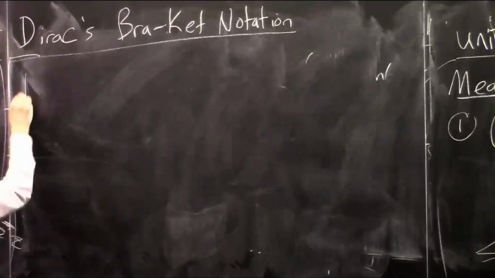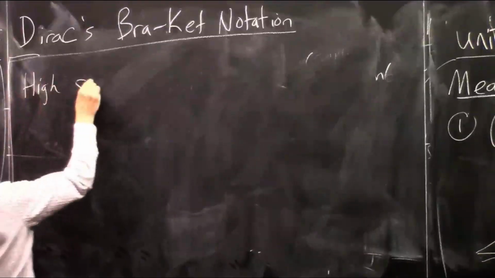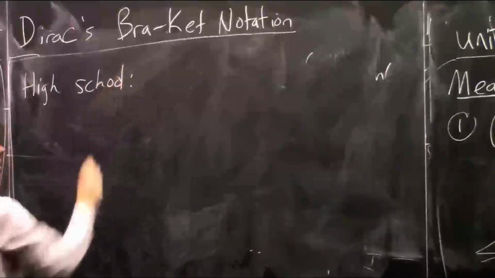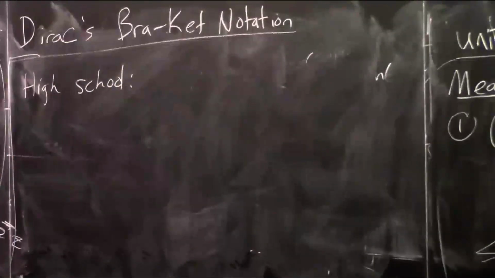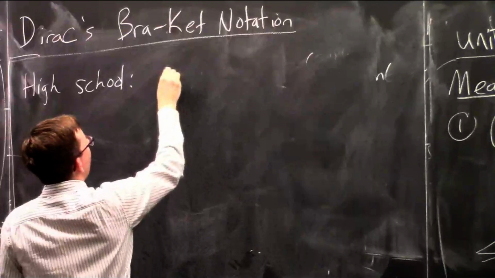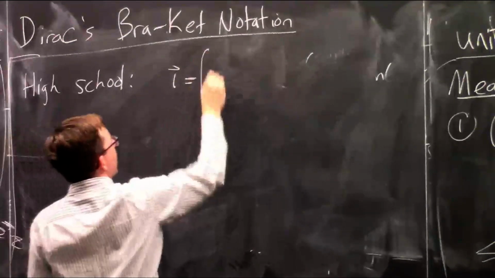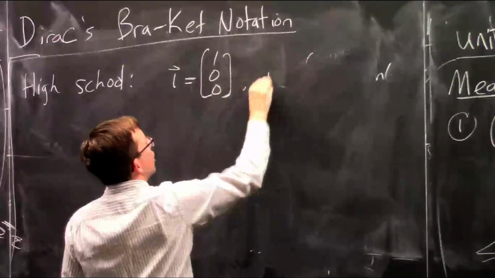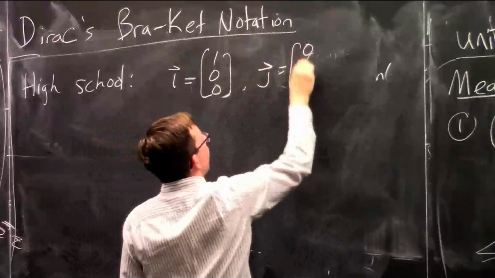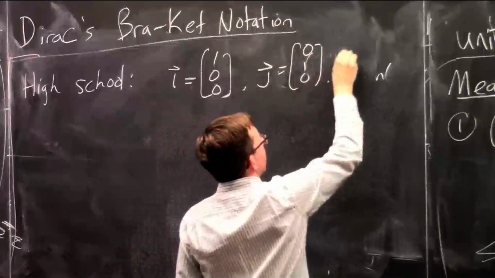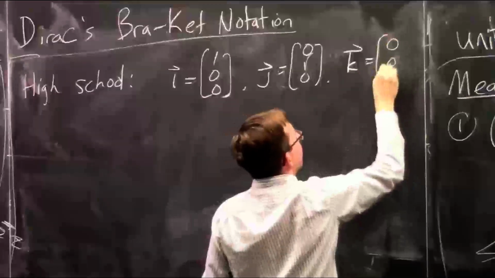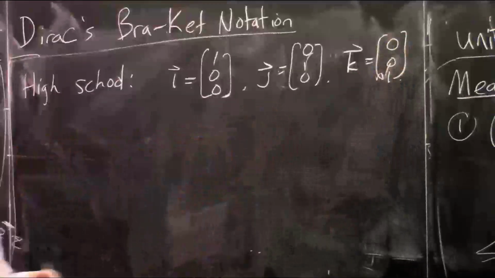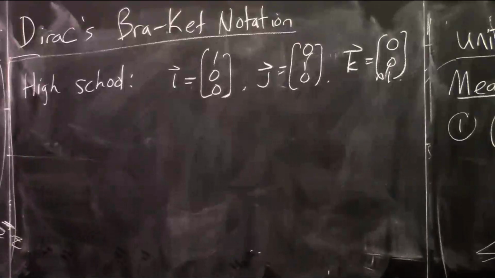So when you're in high school, depending on what high school you go to, when they first introduced vectors, they use this weird notation, I'm told. They say i vector stands for 1, 0, 0. And j vector stands for 0, 1, 0. And k vector stands for 0, 0, 1. And then the 3 unit vectors are i, j, and k.